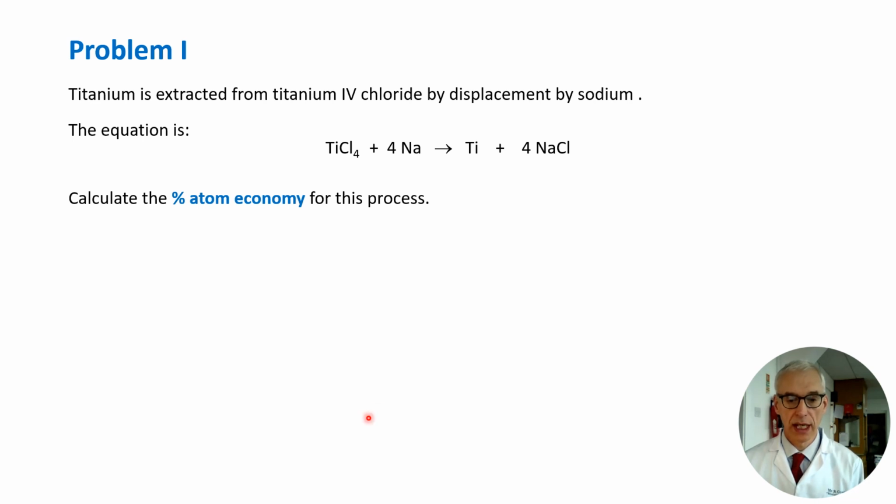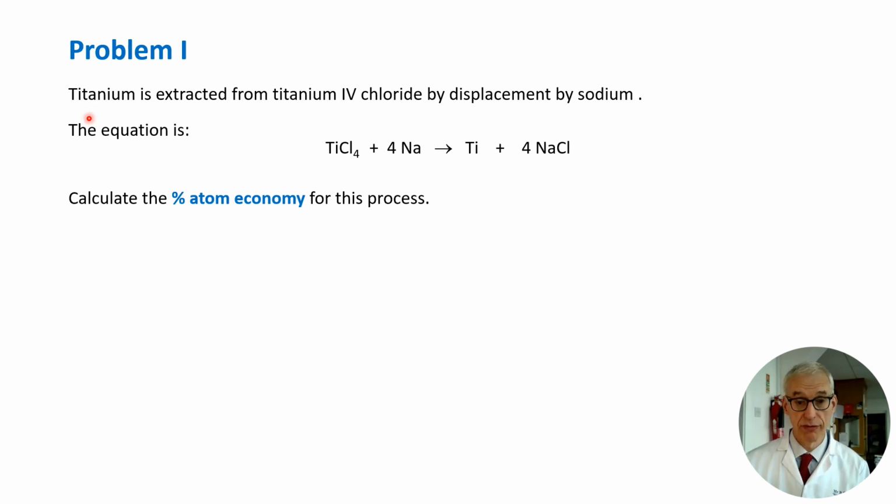So here is a problem for you to attempt. Titanium is extracted from titanium 4 chloride by displacement by sodium, according to this balanced chemical equation. Calculate the percentage atom economy for this process. So if it isn't clear to you, titanium is the desired product. Pause, calculate, come back to check.